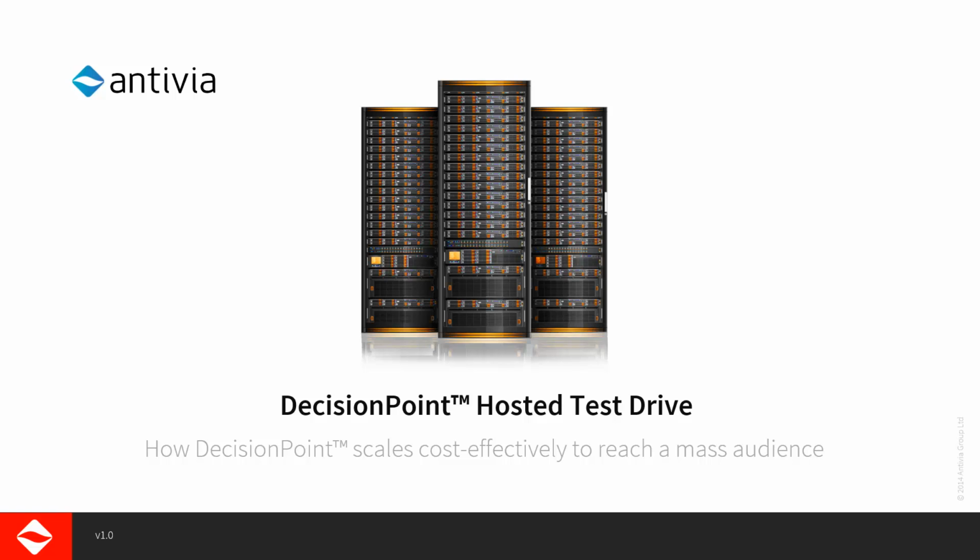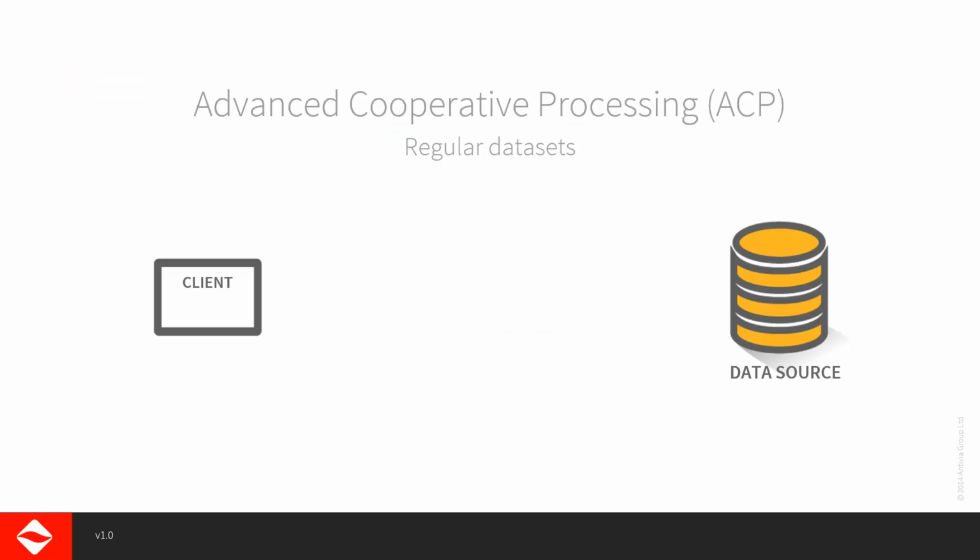After all, these are powerful devices, so why not make use of that power to reduce the load on the DecisionPoint server? And this really is the key to how DecisionPoint scales, because it means we can deliver fast, consistent performance for business users on their client device, at the same time giving you a BI system that scales so you can share business insights with large numbers of frontline decision makers within your organization. So let's take a look at how Advanced Cooperative Processing works.